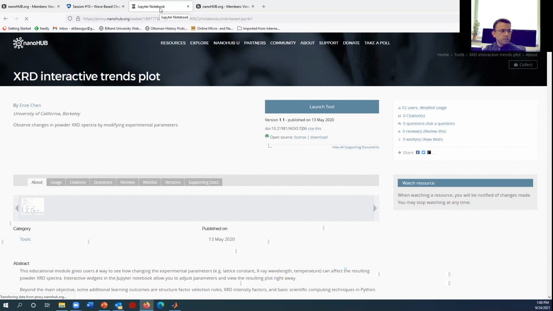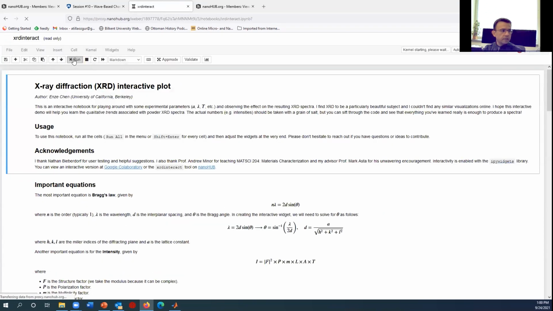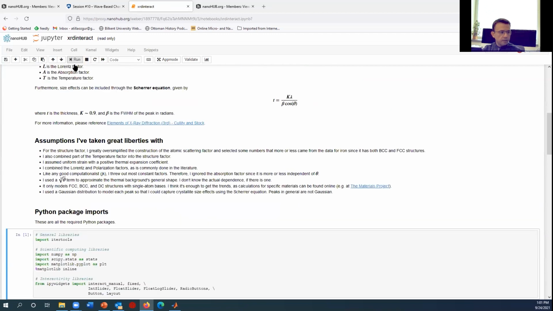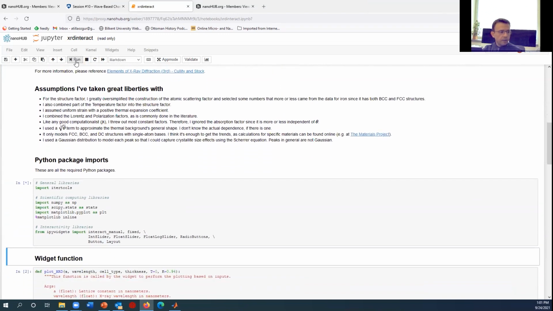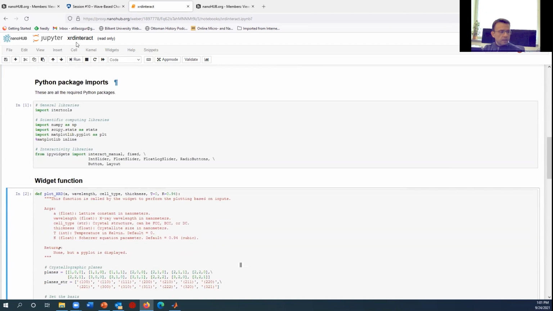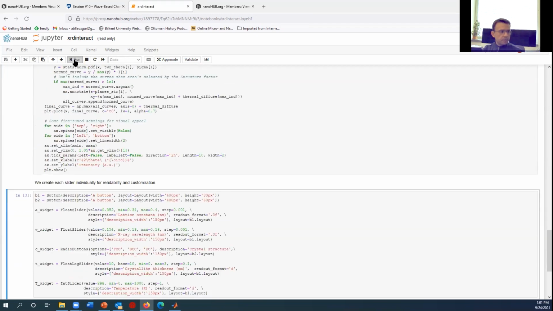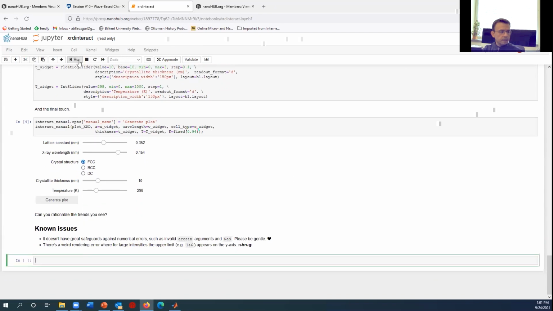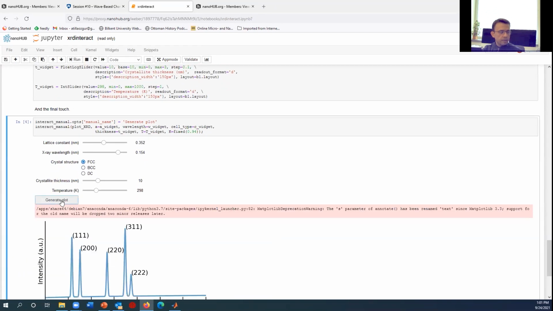I hope this will show up soon. Yeah, that's another Jupyter notebook with Python coding involved. I'm just hitting run to come to the conclusion here. And let's generate the plot.